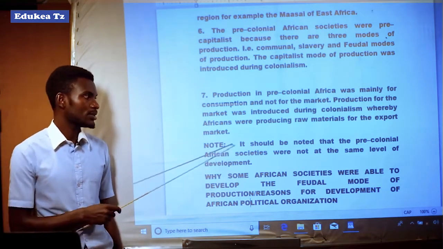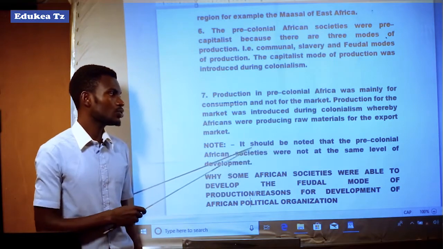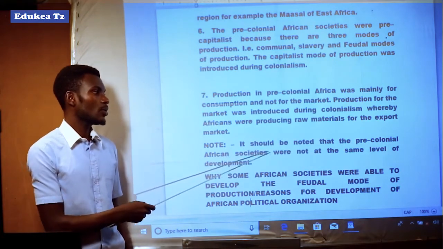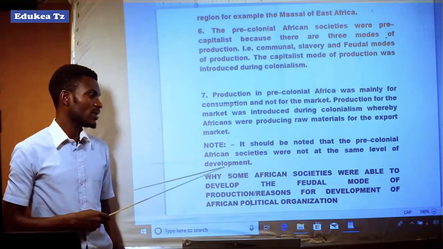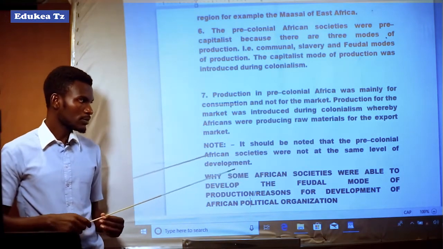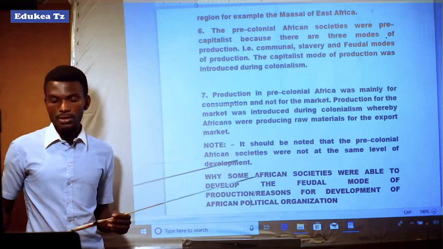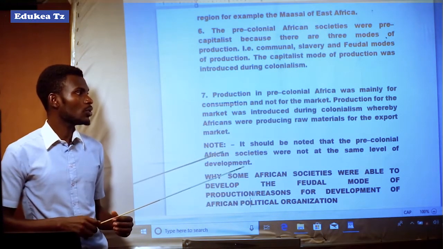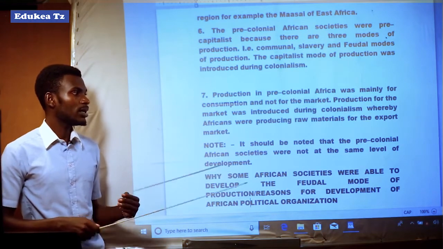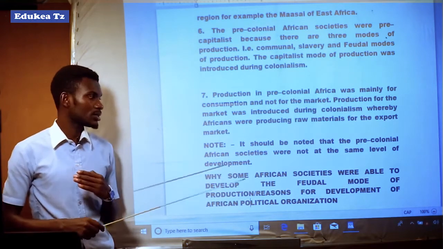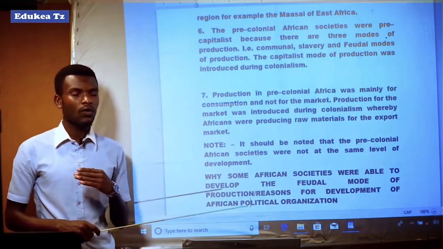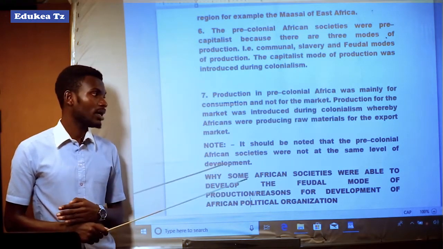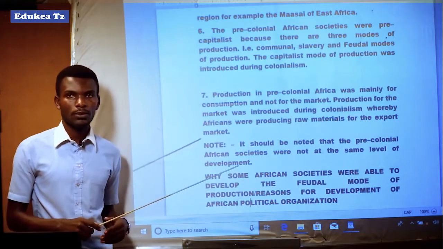Something to note: it should be noted that the pre-colonial African societies were not at the same level of development. This is a point which you have to take into consideration. They were at different levels of development.